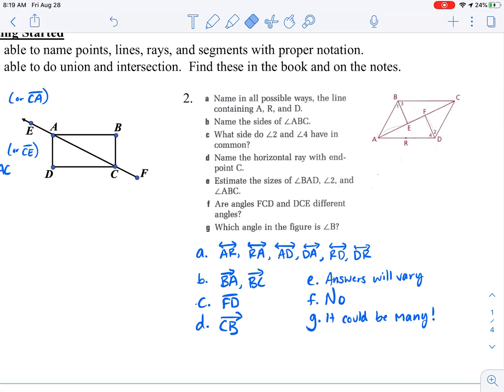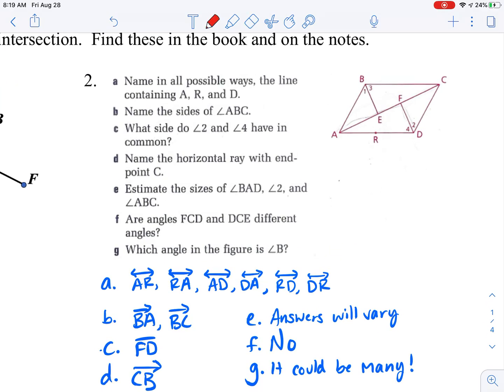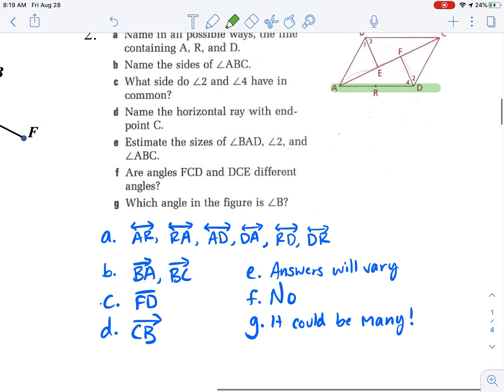Okay, number 2. In all possible ways, name the line containing A, R, and D. Looking at the line that contains points A, R, and D, it looks like it is this line right here. We want to think about it as extending past points A and D. So we could pick A and R as the 2 points on the line. That would be line AR. I could switch those for RA.